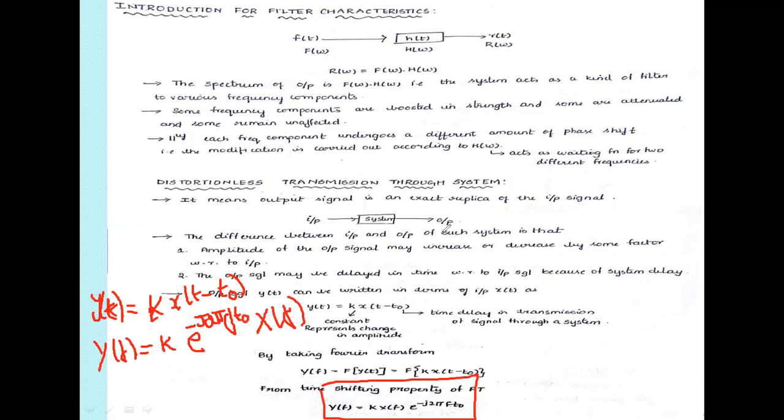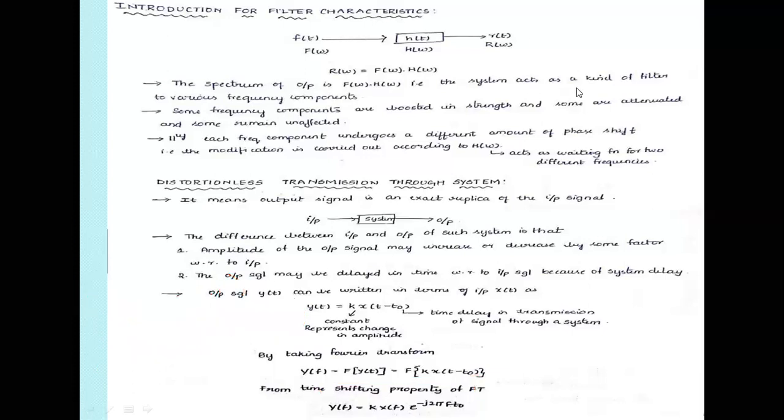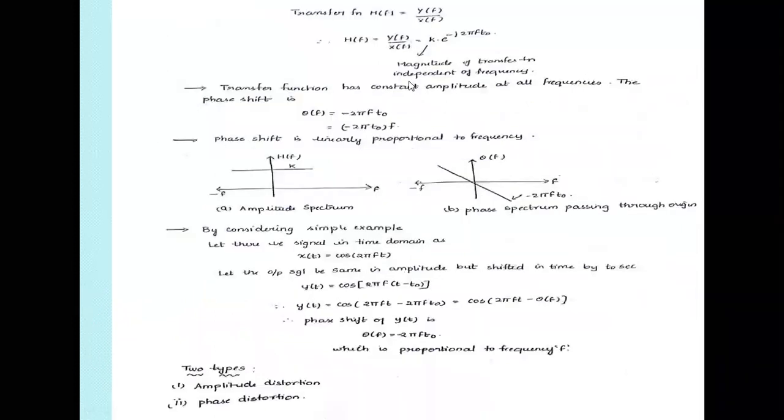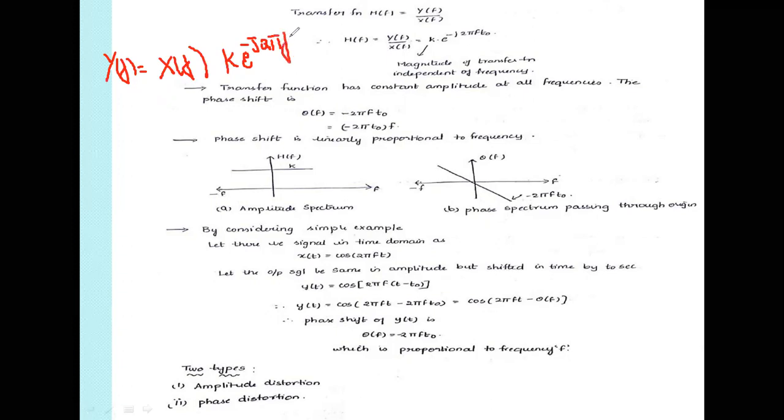The only difference between the input and output of such systems is that the amplitude is either increasing or decreasing with the factor of k. And the output may be delayed in time with respect to the input signal because of the system delay, x of t minus t naught. After applying the Fourier transformation on both sides, y of f is equal to k into x of f e power minus j 2 pi f into t naught. Then we get y of f is equal to x of f into k, the exponential factor, e power minus j 2 pi f into t naught.